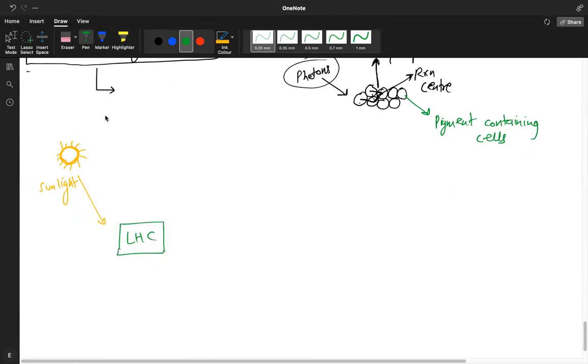So this LHC, sunlight falls on this, and this LHC has some electrons in it, let's say. So there will be electrons present and they will get excited. And when electrons get excited, after getting energy, what happens? What happens if you give energy to electrons?